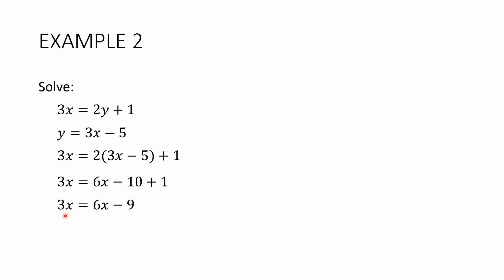Now this, I'm going to take this 3x over here. That's going to give me 3x here, and I'm going to take the negative 9 over that side. So 9 is equal to 3x, divide by 3, x is equal to 3. Substitute back into here, because we've got y as the subject, so y is going to be equal to 3 times 3, take away 5, which is 4. Our solution is x equals 3, y is equal to 4.